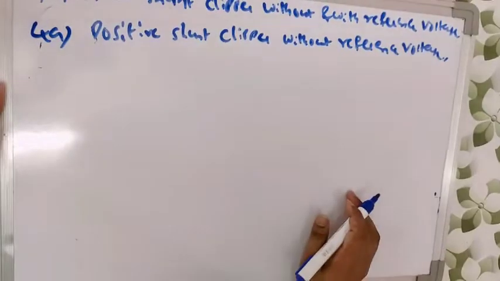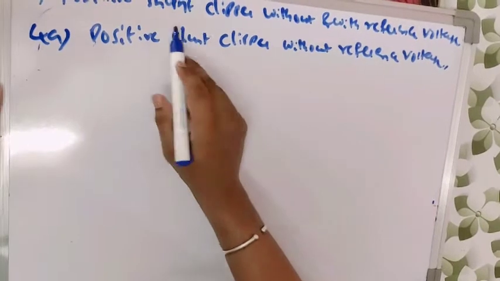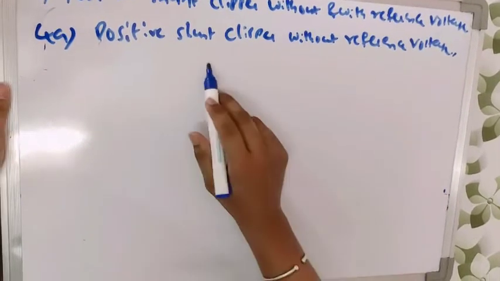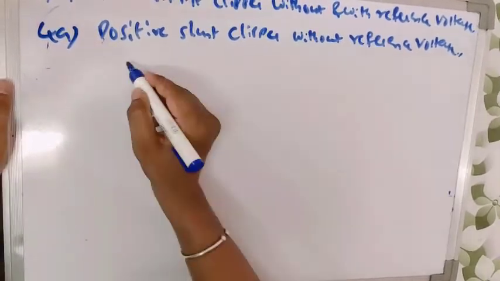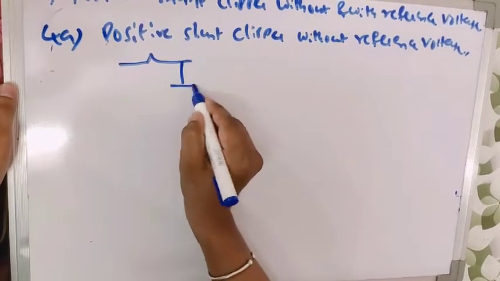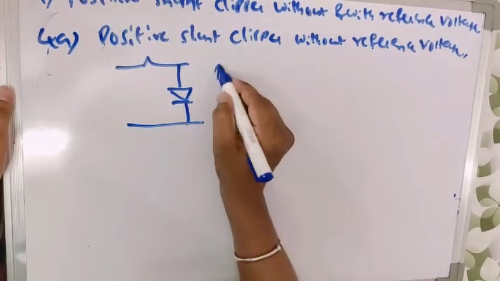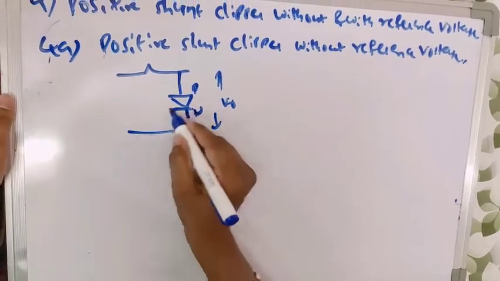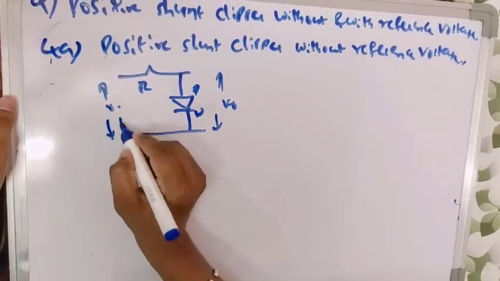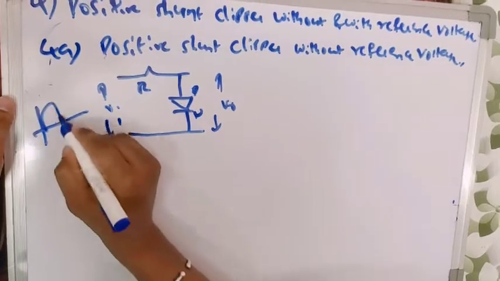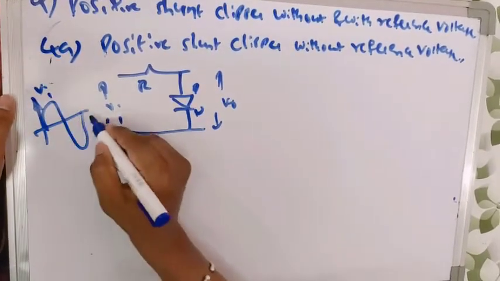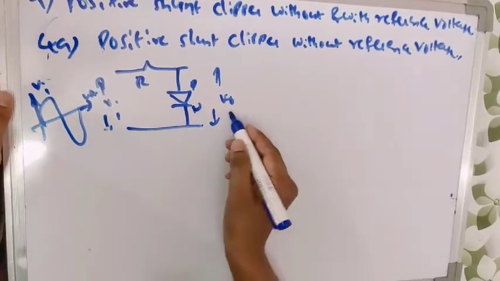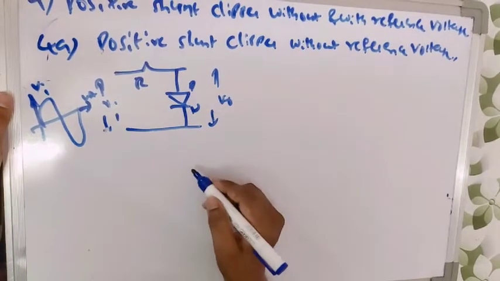Next we'll discuss the positive shunt clipper without and with reference voltage. Positive shunt clipper without reference voltage. Shunt means the output is taken across the diode, and it is connected in parallel, generally in parallel with the load. Now this is the connection where the input is given to the resistor here. We are giving a sinusoidal input here. We are changing the shape of a signal here. So this is called nonlinear wave shaping.